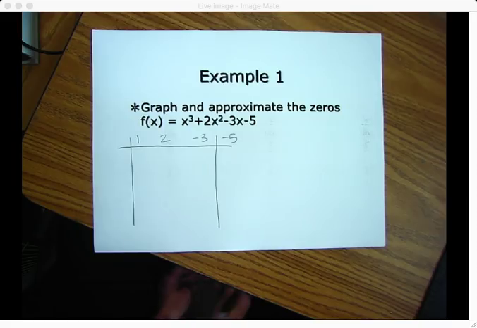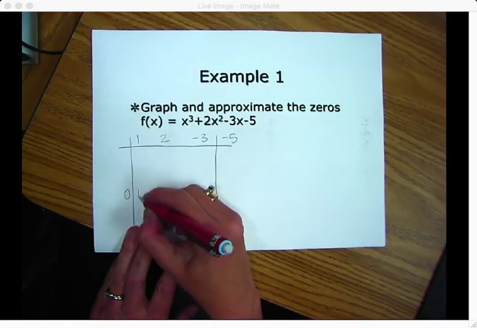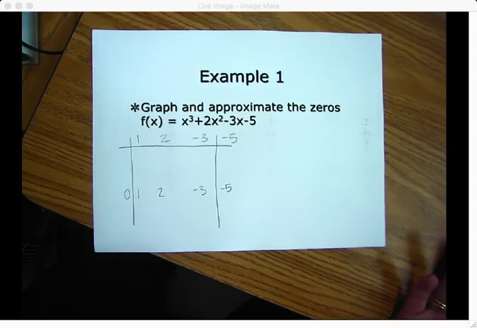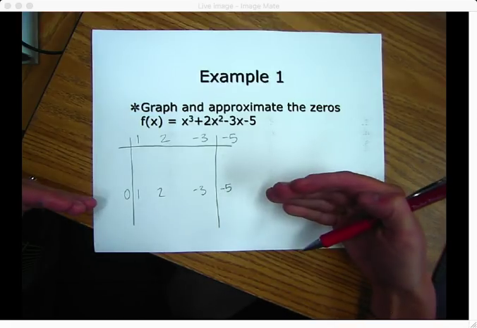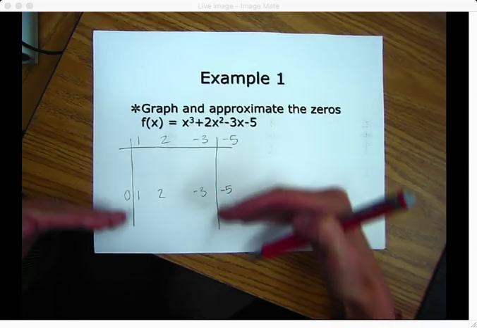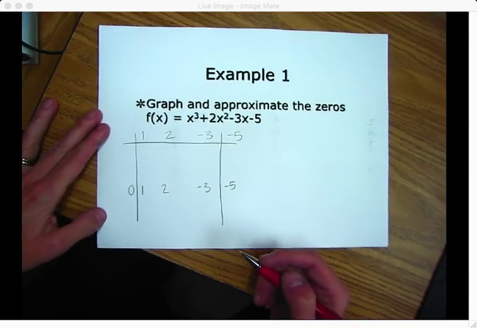I really have no idea where to start, so I'm going to put 0 sort of here in the middle, and I'm going to do synthetic division fairly quickly and ask myself, did I find a 0? No, I didn't. So let's start working our way out. We're going to try a positive number, then a negative number, then another positive number, and another negative number until we find the zeros.